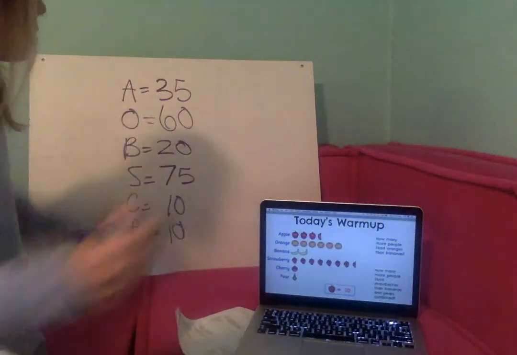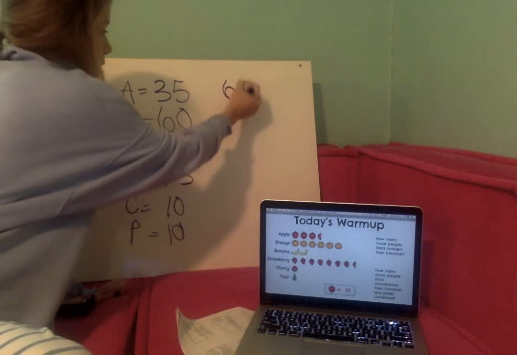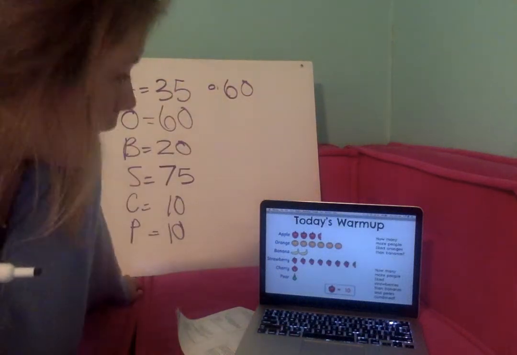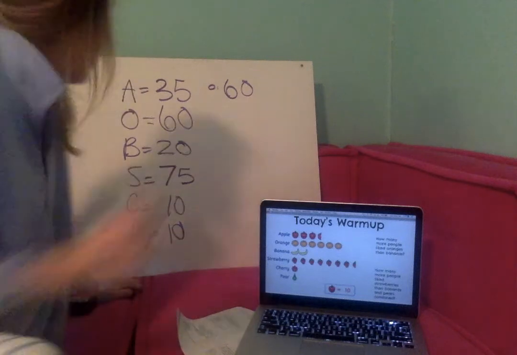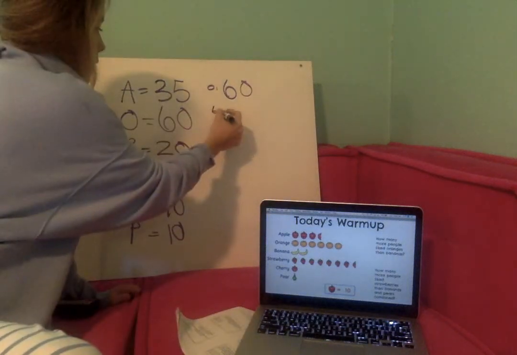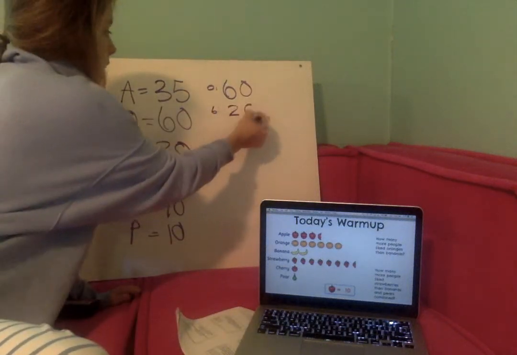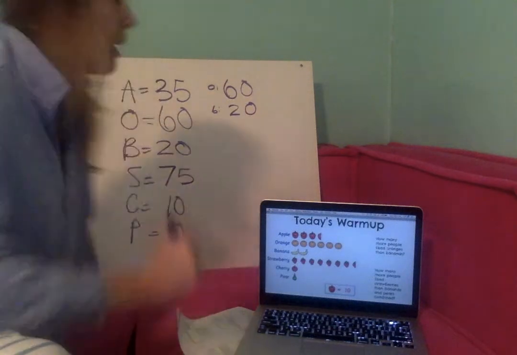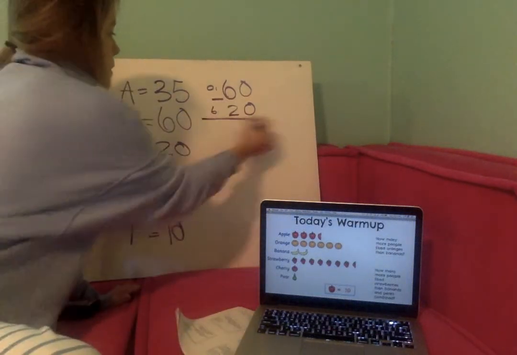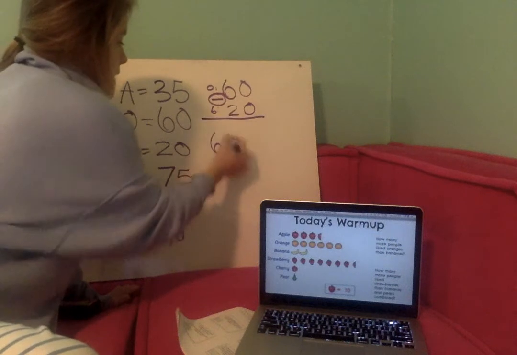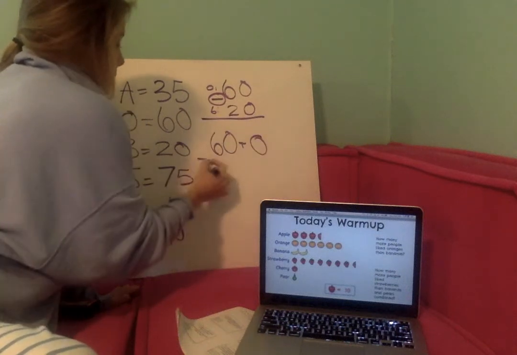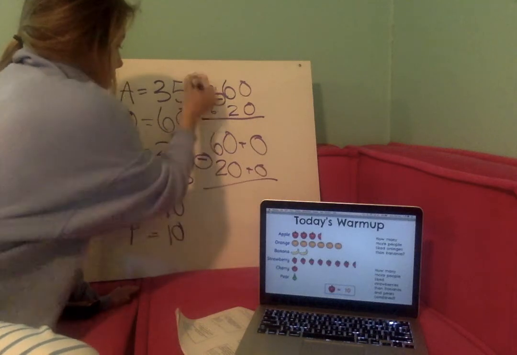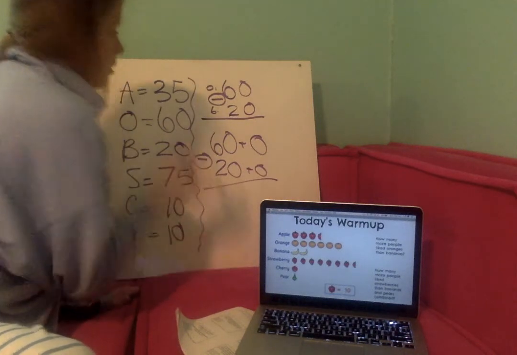So oranges, we had 60. I'm going to put a little O for orange. And bananas, we had 20. And we just said that when we hear how many more, we know we're subtracting. So I'm going to be doing 60 minus 20. I'm going to do a little squiggly line to separate my work.